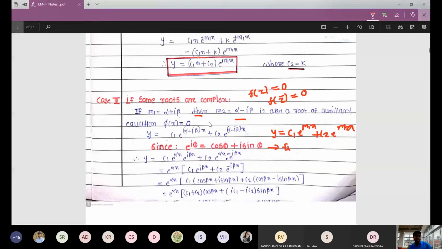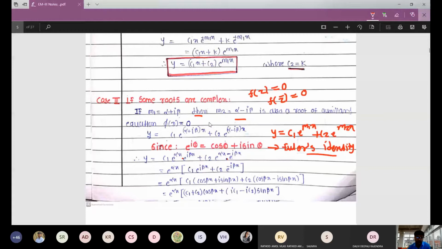So we are going to use this Euler's identity to get the simplified form of the solution in case of complex roots. So I'm just simplifying it. C1 e to the power alpha x, because of the rules of exponents, I'm just getting this step: e to the power alpha times x into e to the power i beta x, plus C2 as it is, e to the power alpha times x, into e to the power minus i beta times x.